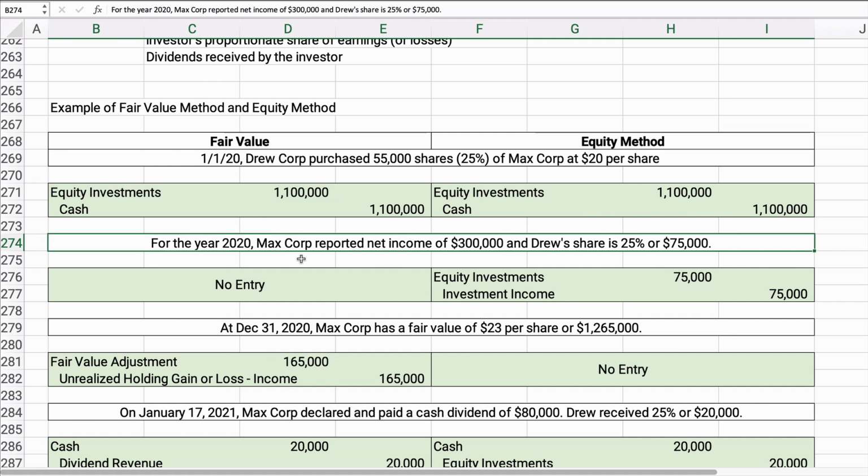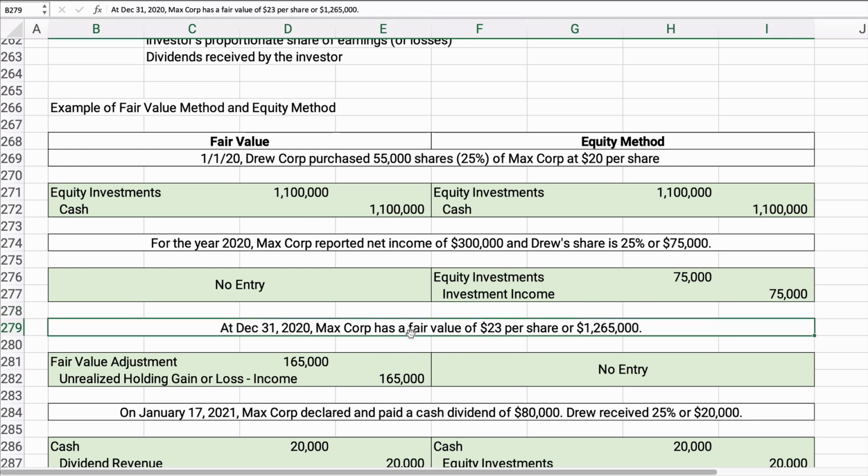Now, let's say Max Corp reported net income of 300,000, and Drew's share is 25%, or 75,000. Well, under fair value, there's no entry. But under the equity method, it says, look, you have significant influence in this company. You own 25% of this company, and you're going to pick up 75,000. So 300,000 times 25% is 75,000. You're going to debit your equity investments. Your equity investment goes up by 75,000, and your investment income goes up by 75,000. So that's the equity method.